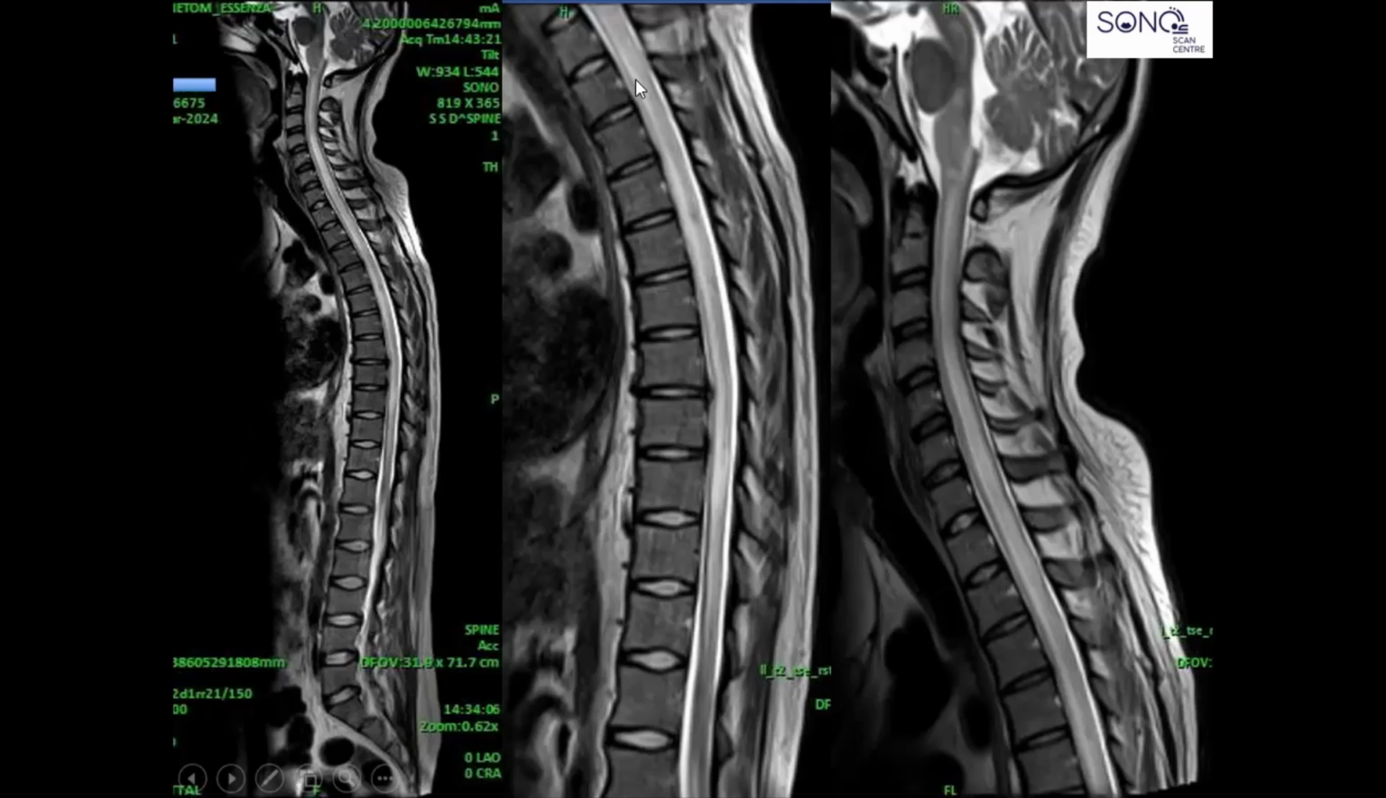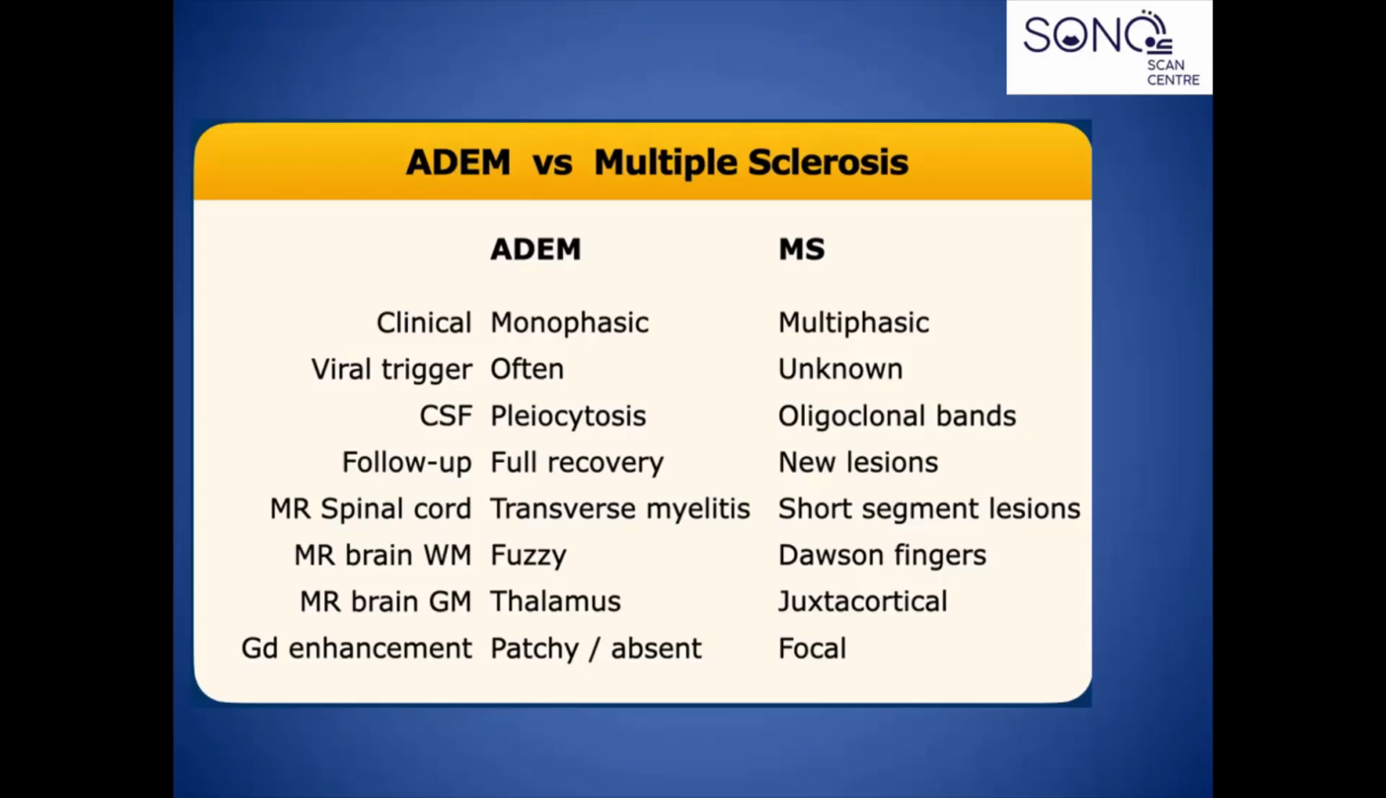They may be associated with the cord swelling, or they may be associated with the atrophy of the cord in later stages also. How to differentiate ADEM and MS, right? So mostly it's monophasic. This one is multiphasic, and there will be a viral trigger in ADEM, but in MS we don't know actually. It's not necessary, but ADEM will be having a viral trigger. And on follow-up, actually, they have some full recovery, but new lesions may come in MS.